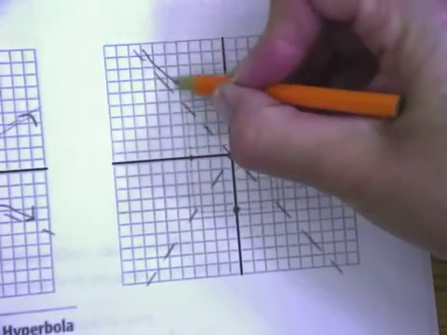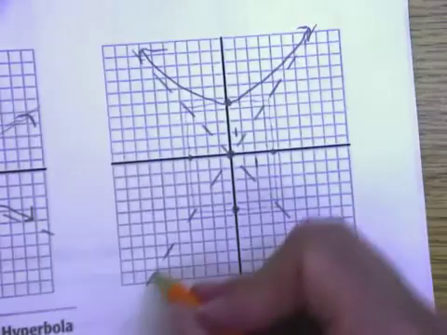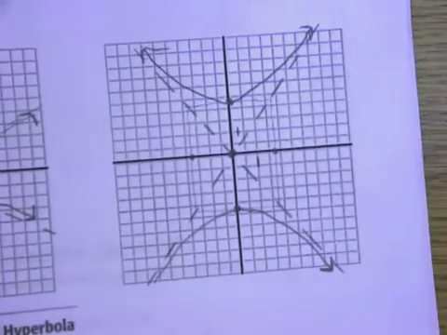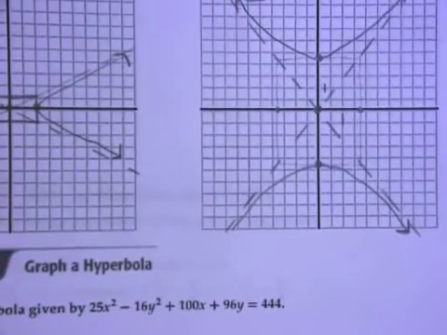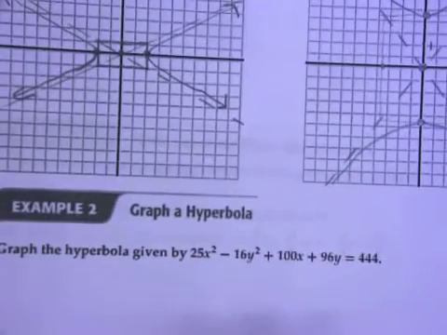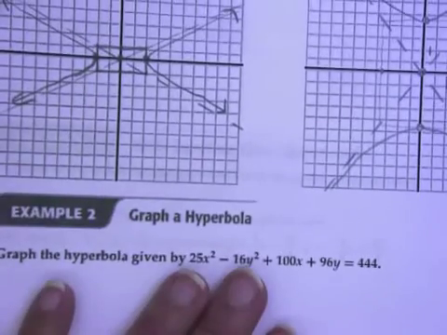So remember that I said because the y is out in front, those 2 points are the vertices of my hyperbola, and I'm just going to hug the asymptote. And there it is.